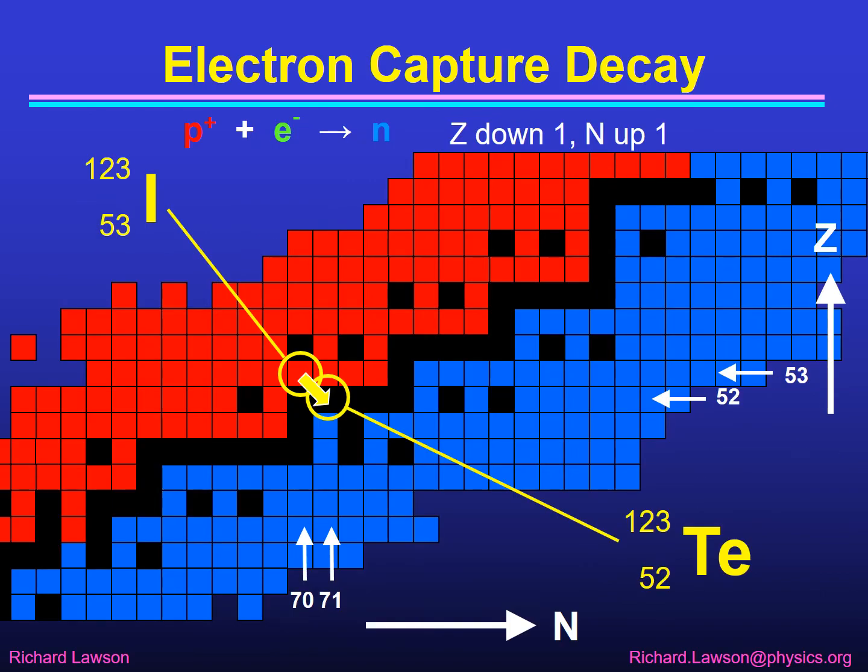On the chart of the nuclides, it looks like this. This was the square here. This is iodine-123, and it decayed here by turning a proton into a neutron. So we come down in protons and increase in neutrons. So we come down and to the right, turning it into tellurium-123. So that's what happens with electron capture decay, and we see we started with a radioactive red square, but we've ended up in a black, a stable square, so we've ended up with a stable atom after that decay.